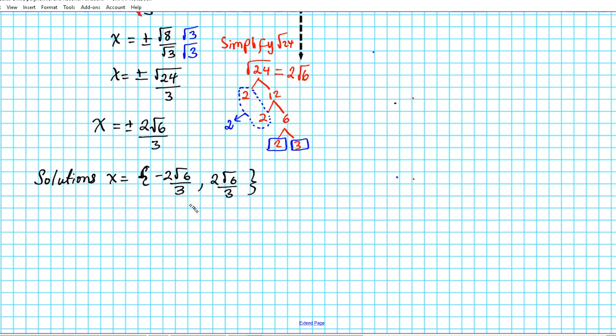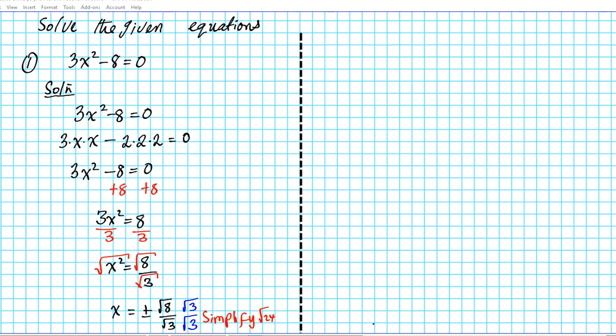Okay, so these are the solutions to the original binomial equation. Alright, let's take a look at another example. Let's say we have the binomial equation 5x to the 4th power minus 80 equals 0. Okay, so let's go ahead and solve this equation.